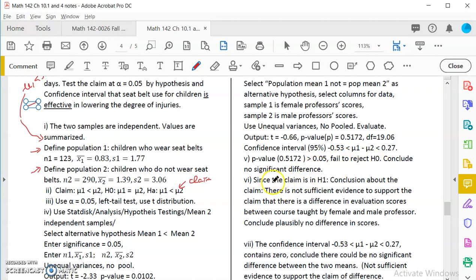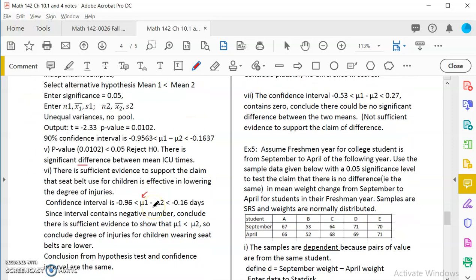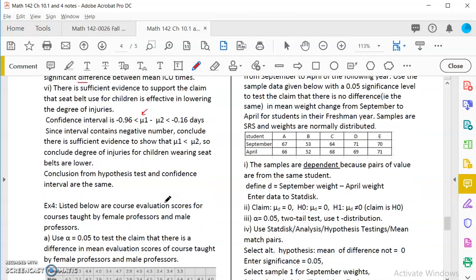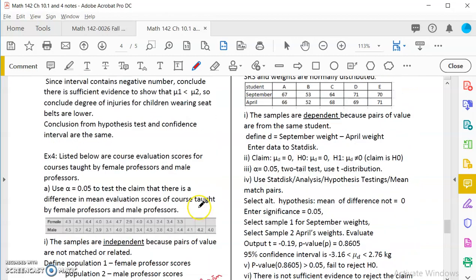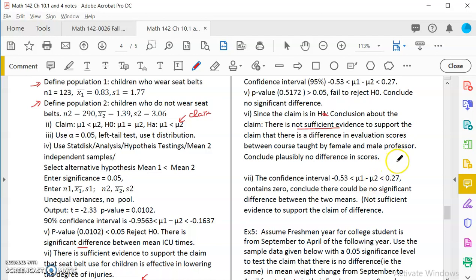And then for the exact wording, because the claim is in HA, the conclusion about the claim would be there's not sufficient evidence. Look carefully, the alternative hypothesis here is the claim. So we use the wording: not sufficient evidence to support that there is a difference. We don't support there is a difference, meaning there is no difference.